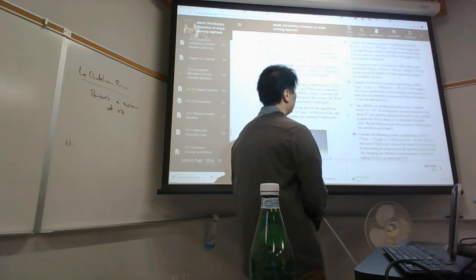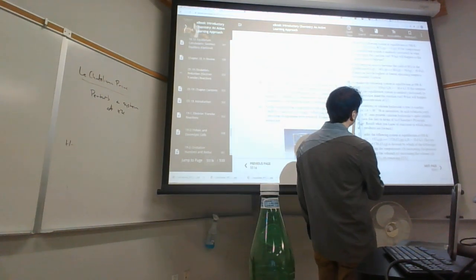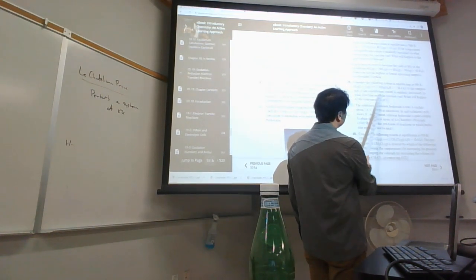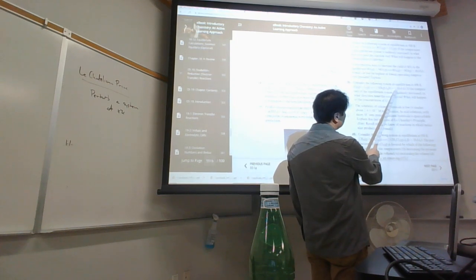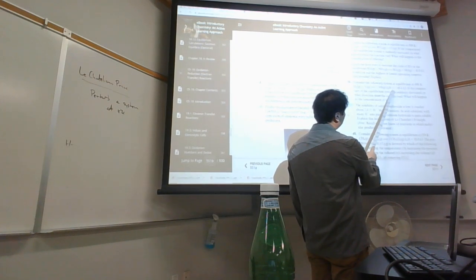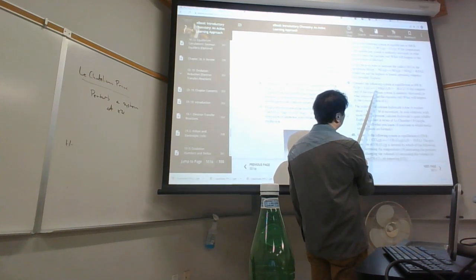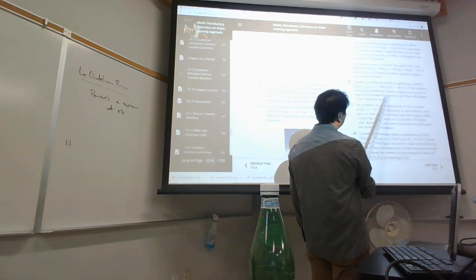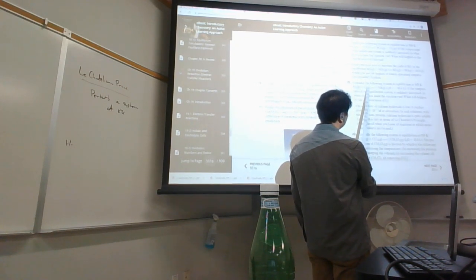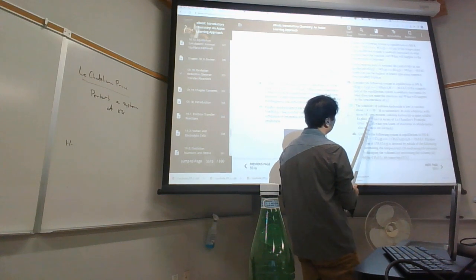38, consider the following system in equilibrium here. If the temperature of the system is suddenly decreased, so this is negative delta H. Negative means it's exothermic. So that means heat is a product. So if I remove product, it's going to shift to the right. If it shifts to the right, then the concentration of iodine decreases as it shifts to the right.